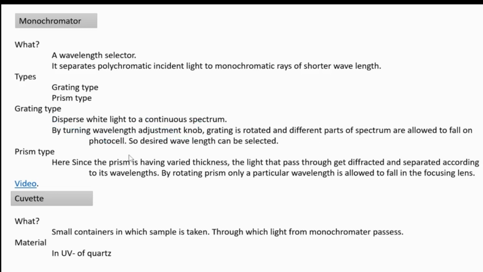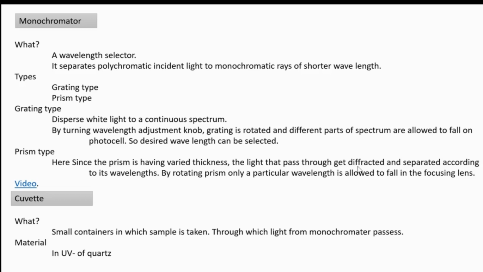That is the grating type. And prism type: here, instead of this grating surface, a prism is used. One of the properties of a prism is that it has varied thickness. Its thickness varies in its different areas. As the light passes through a prism, that light beam gets diffracted.